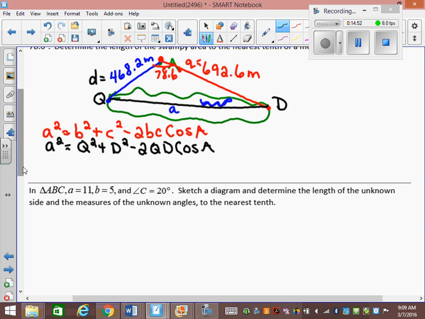Now, what if I asked you to find Q or D? What if I asked you to find angle Q or D? Will we still do this step? Yes, you have to do this step first. Once you've used cosine law once, after that, you're going to use sine law.